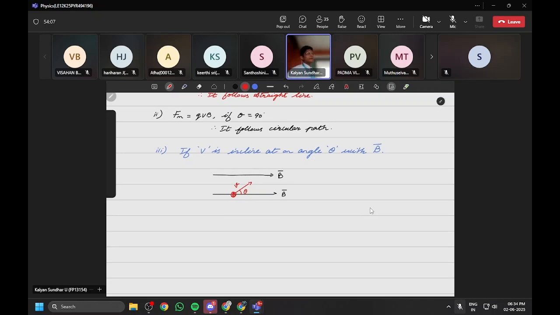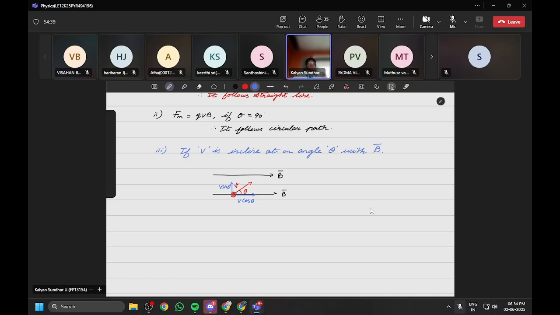Right. Then what will we do with this? Again, we will be splitting into two components. So when we split into two components, perpendicular to the magnetic field, it will be V sin theta, and horizontal, along the direction of your magnetic field, it will be V cos theta. So what angle does V sin theta make with the magnetic field? 90 degree. What path will 90 degree follow? Circular path. Correct? That is for V sin theta.